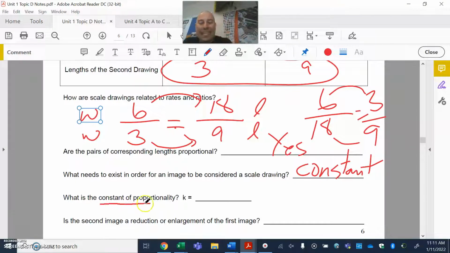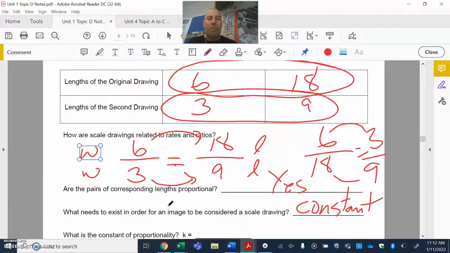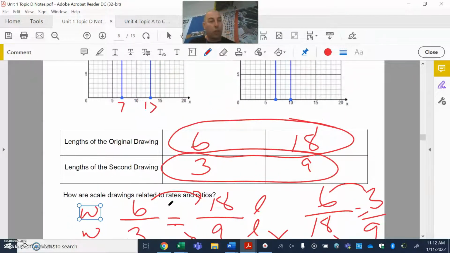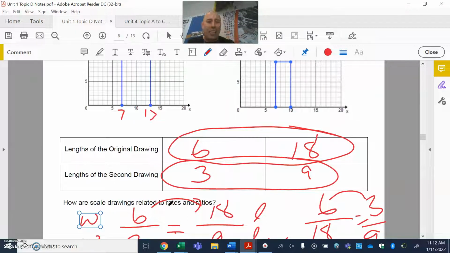So what is the constant of proportionality? Now, this is where we have to be a little bit more consistent. If we go back up, we have to keep in mind, what am I doing to get from one drawing to the other drawing? So I can't use the 6 going to the 18. That's both from the same drawing. I've got to think about, what did you do to get from there to there?